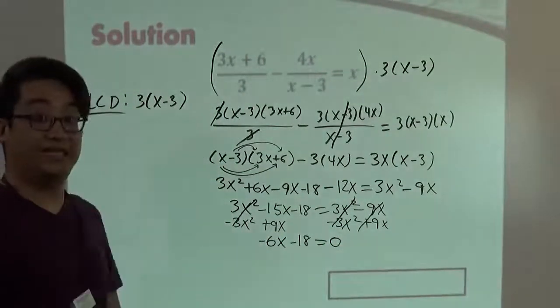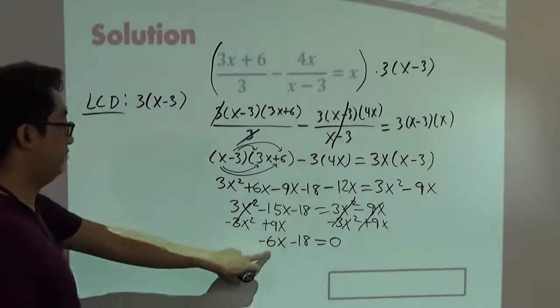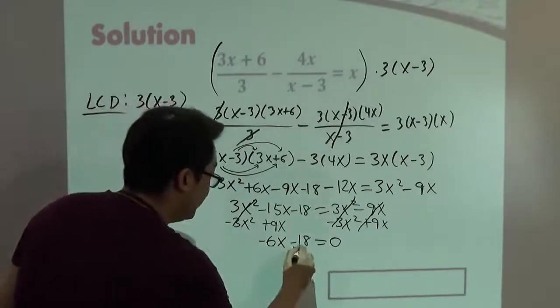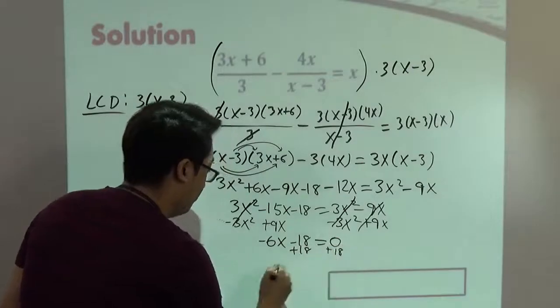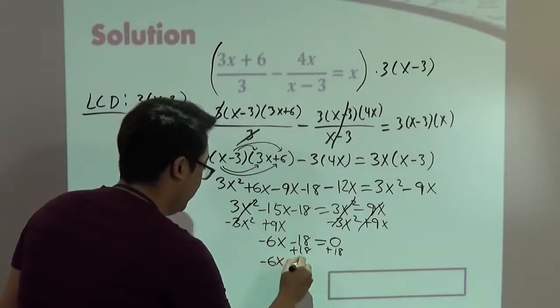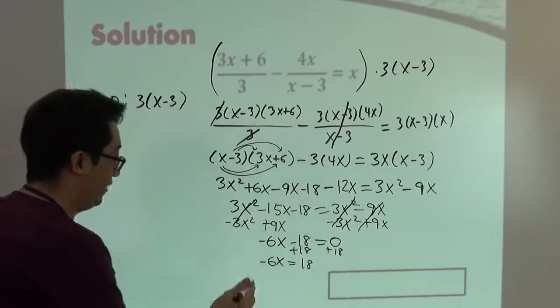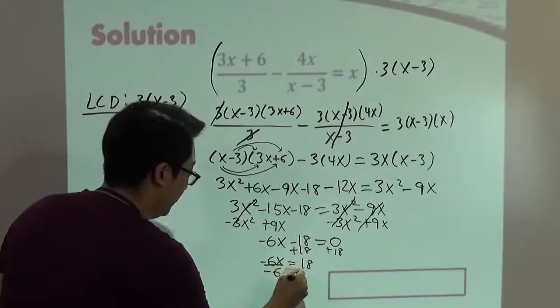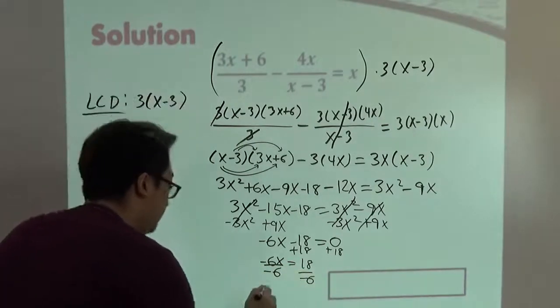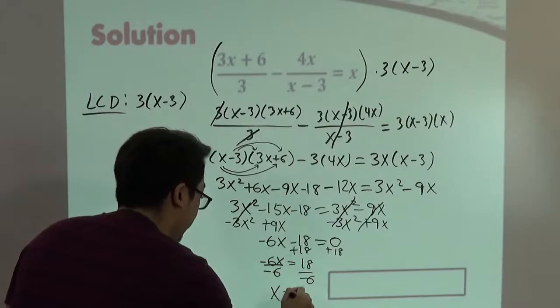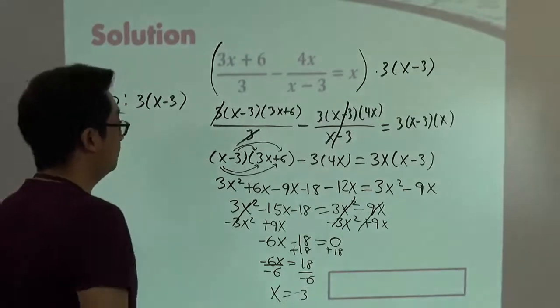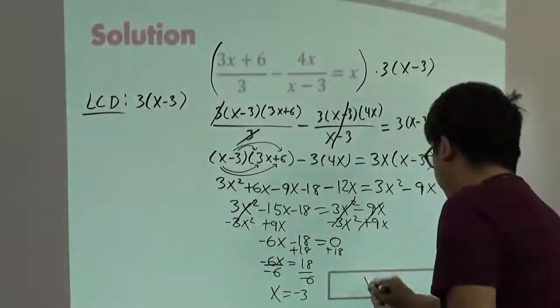So this becomes just a linear equation. To solve for x, we want to get it by itself. So we add 18 to both sides. Negative 6x equals 18. And your final step, divide both sides by negative 6, so x is equal to negative 3. That should be our answer.